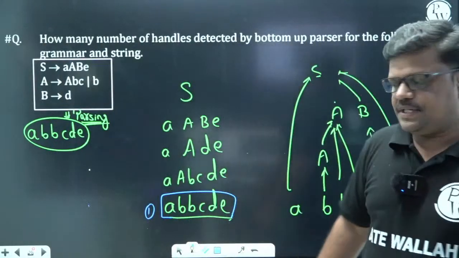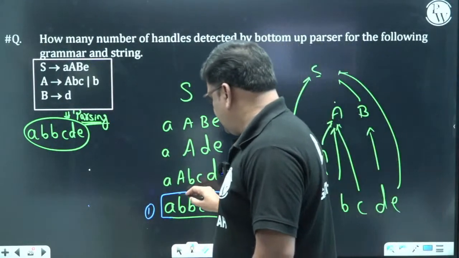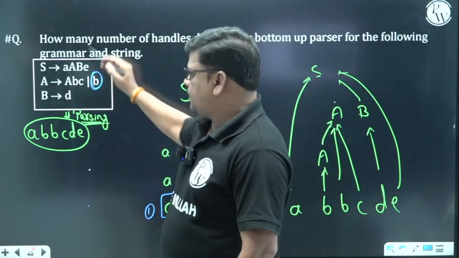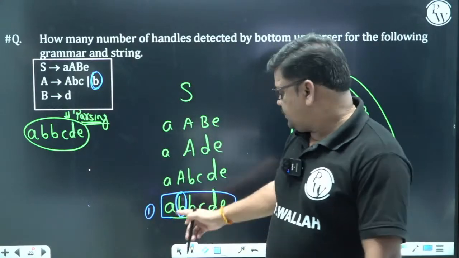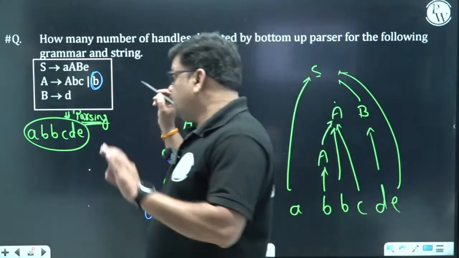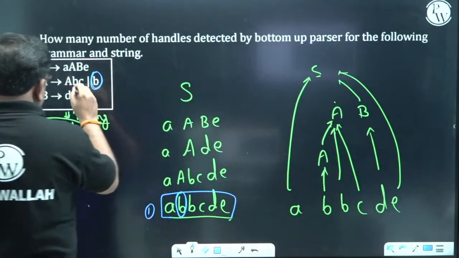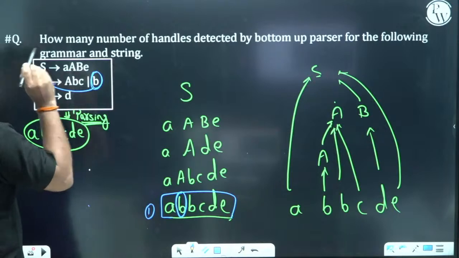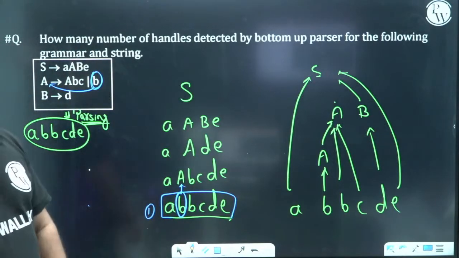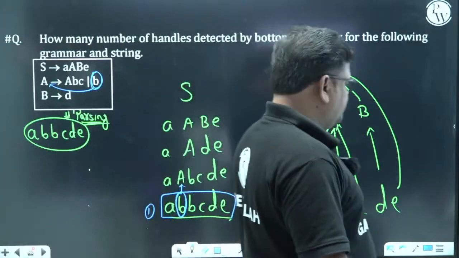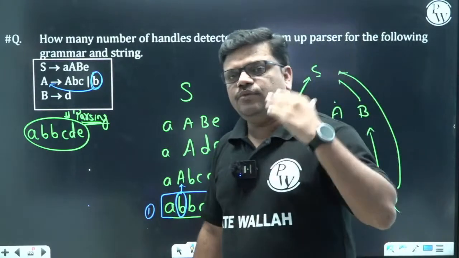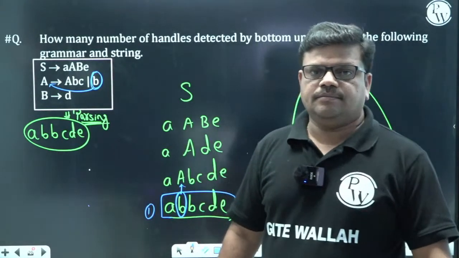Yes, we have a substring that is b. Look at this, b completely matches here. The substring in the input completely matches with the grammar right hand side part. Whenever the match happens, the corresponding left hand side non-terminal will be replaced. So this small b will be replaced by capital B. Yes, very good. This is the only concept we will follow throughout bottom up parsing.